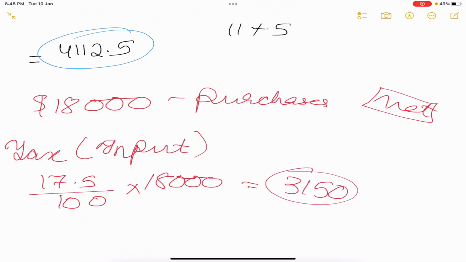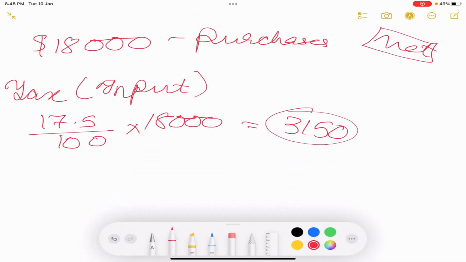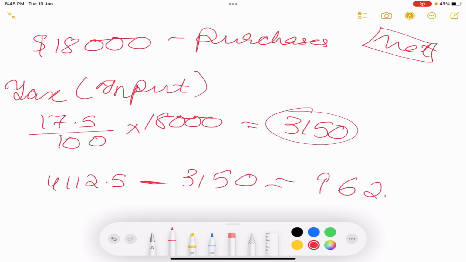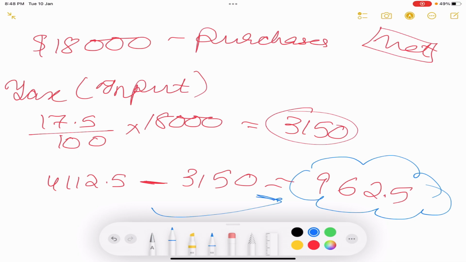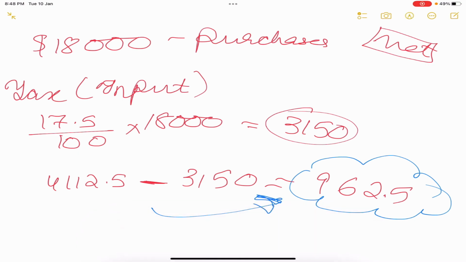So now we have input tax and output tax. So how much was my output tax? 4112.5 minus input tax, which I have already paid. So this is going to be 962.5. So this much is due and this much is something which I have to still pay to the government. So my answer is 962.5.